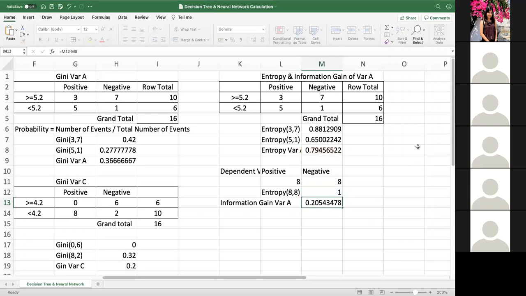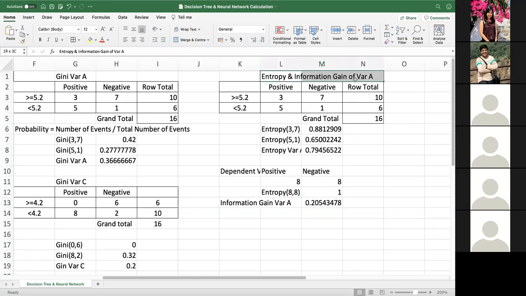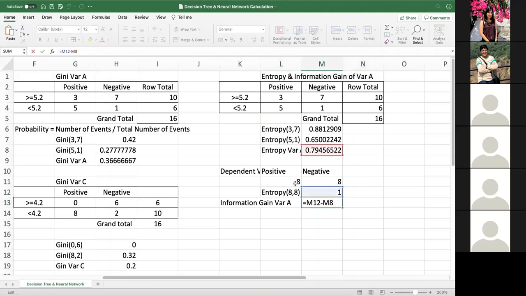Got it, participants? Yes, sir. So just writing it down. Could you please show the last part? The information gain variable. Yes, information gain of variable A. Sir, the formula is 1 minus, the entropy of dependent variable minus entropy of variable. Got it. Thank you, sir.